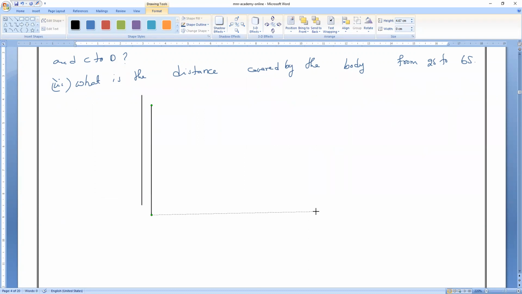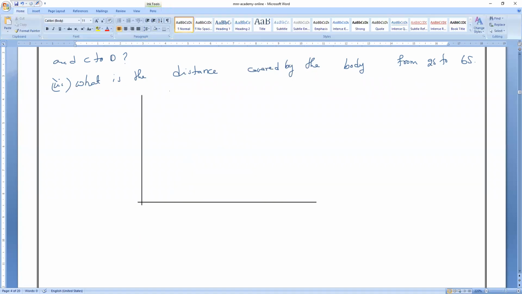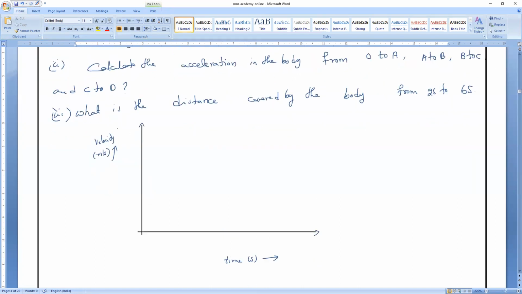So this is the x-axis and this is which axis? Y-axis. Okay. Now first, x-axis, what is that? What graph is it? Velocity time graph. So here time in seconds, and here velocity is in what? Meters per second.